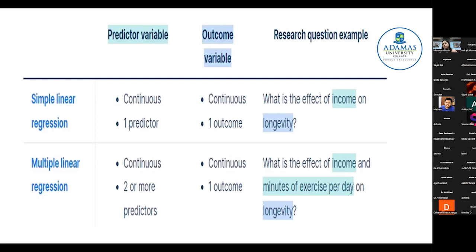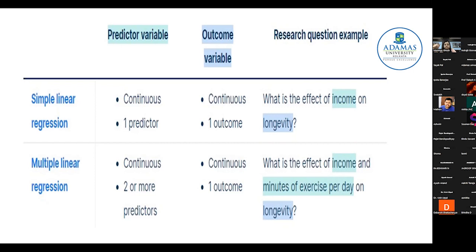When we talk about regression, we talk about two types: simple and multiple. We are clear that simple means I have one independent variable and one dependent variable. The example given here is the research question: what is the effect of income on longevity? So I have one predictor and one outcome. Both variables are continuous, that means quantitative.